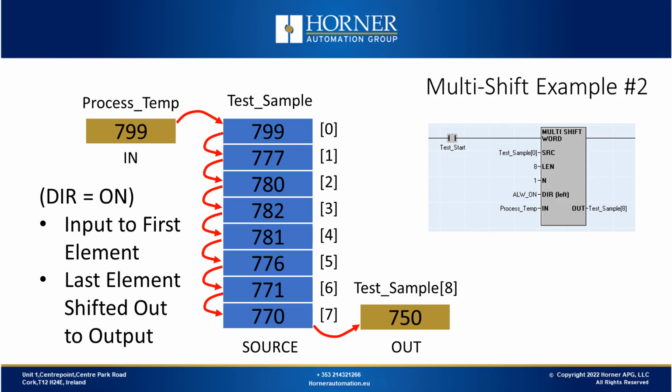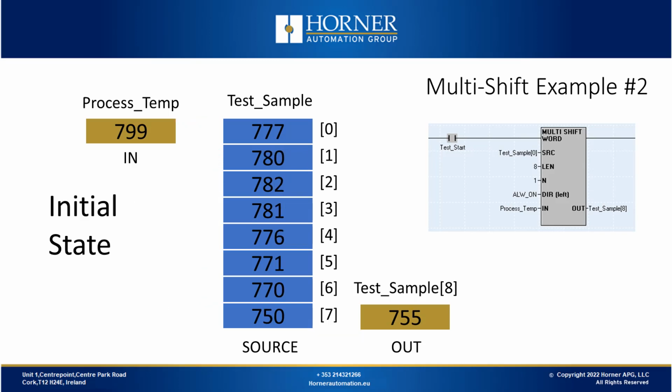When we shift left, we take our input value, move it into element 0, the very first element, then we take the last element, element 7, and move it to the output. And then everything else shifts. Let's go back to the initial state. So this is how our data started. Now we're going to shift it right.